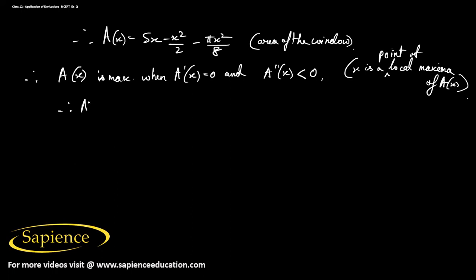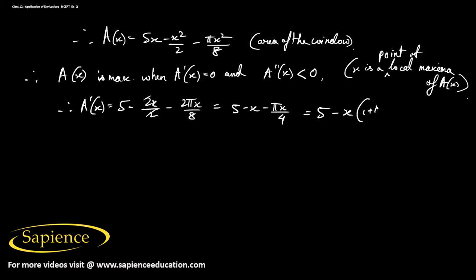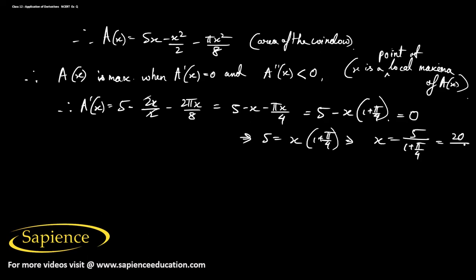So A'(x) will be equal to 5 minus 2x by 2 minus 2 pi x by 8. So that will be 5 minus x minus pi x by 4. So this will be 5 minus x into (1 plus pi by 4), which should be equal to 0. So it means that 5 should be equal to x into (1 plus pi by 4). So x will be equal to 5 by (1 plus pi by 4). So this will be 20 by (4 plus pi).